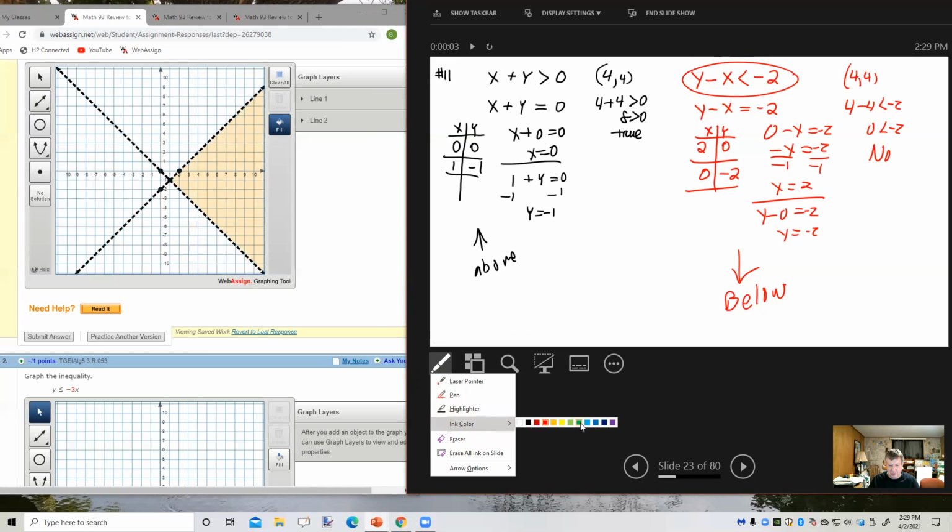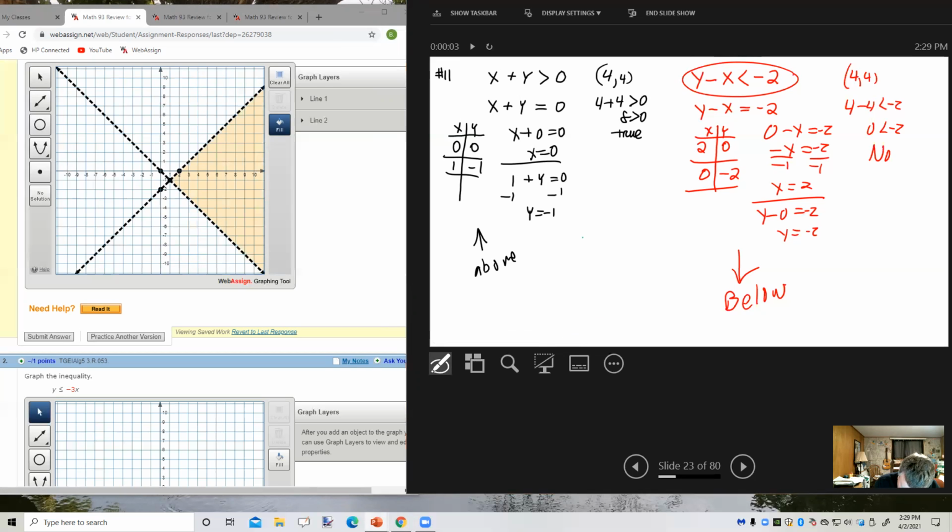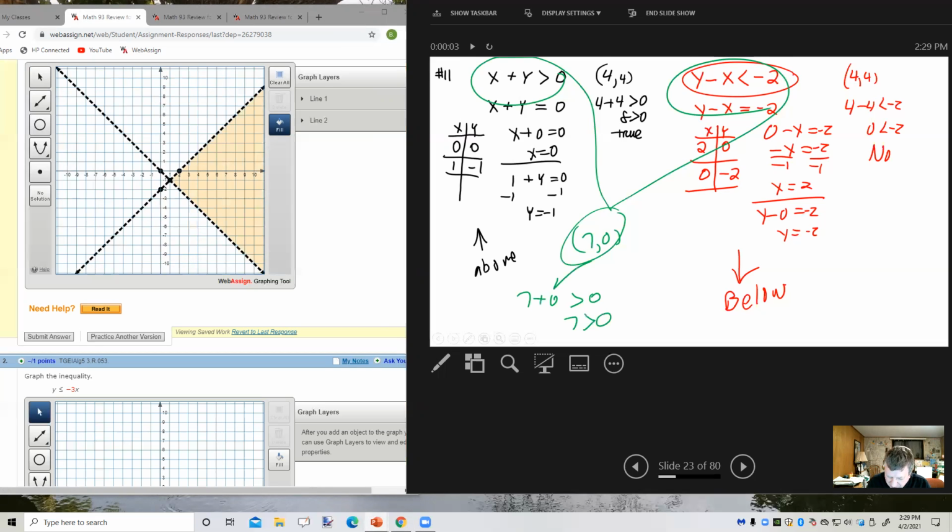Let's do this one in green. Okay. And if I take the point 7, 0, does it work in here and in there? Let's see. The first one, x plus y greater than or equal to 0, 7 greater than 0, check. The second one, 0 minus 7 less than -2, -7 less than -2, check. Okay, so at least I know that that region is correct. All right, we've got one more to go.